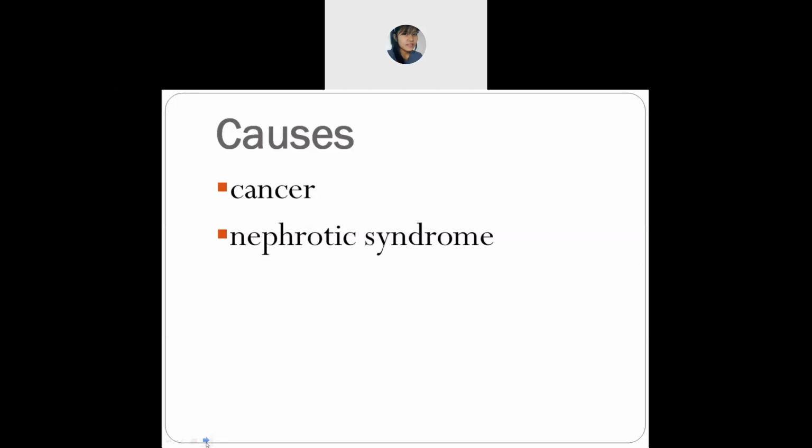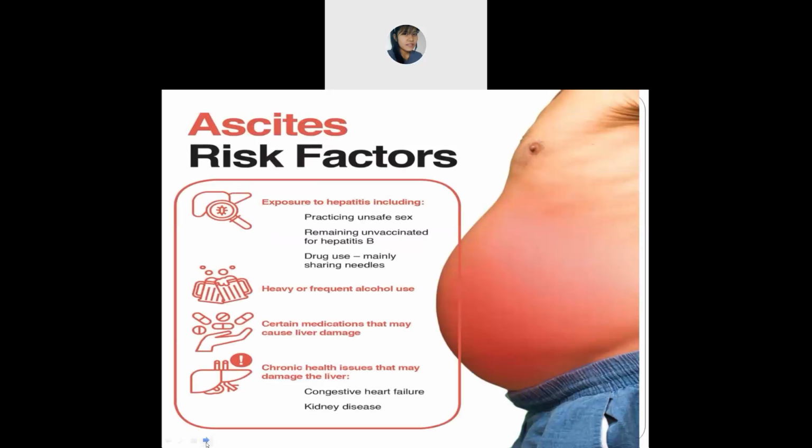Next is risk factors. Who are at risk of having ascites? First is consumption of alcohol. If a person consumes too much alcohol, it will obviously damage the liver, right? As a result, there will be ascites.